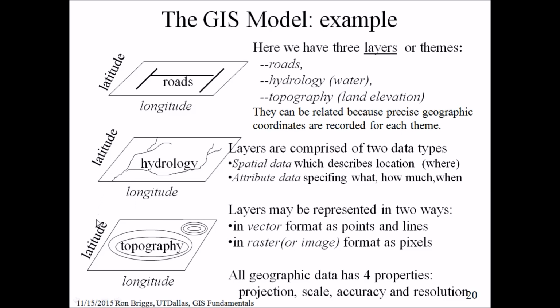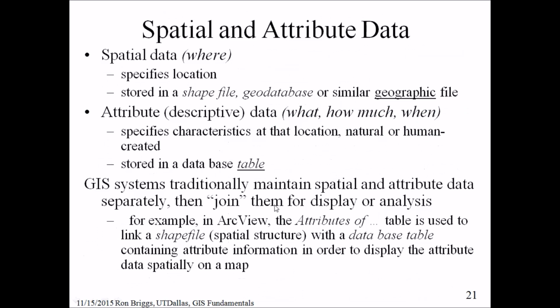And layers may be represented in two ways. It may be vector, it may be raster. Vector are point, line, polygon, raster are in the form of pixels. So all geographic data has essentially four properties. It has projection, it has scale, it has accuracy, and it has resolution.